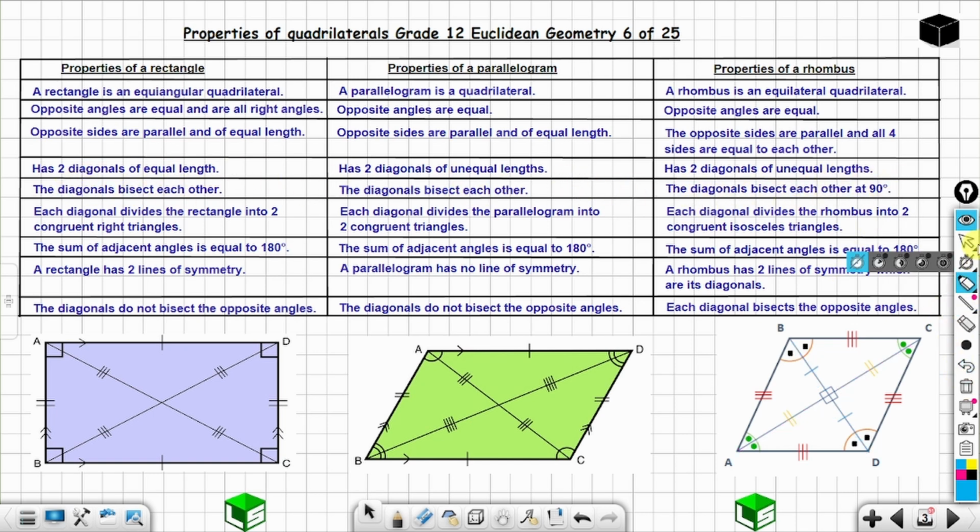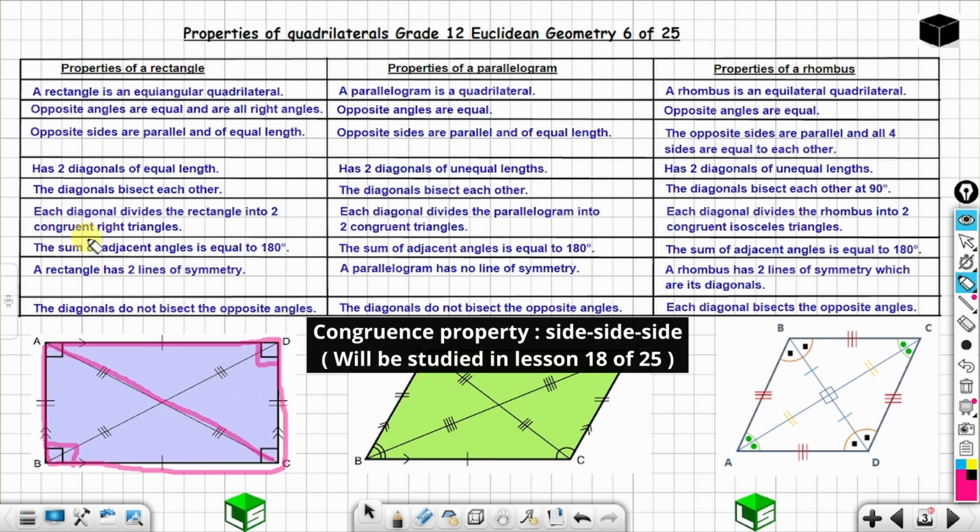Okay, let's carry on. For a rectangle, each diagonal divides the rectangle into two congruent right triangles. Let me show you. So this diagonal gives you this right triangle, and it also gives you this right triangle. You can see the right angle there. They are congruent using the congruence property, side, side, side.